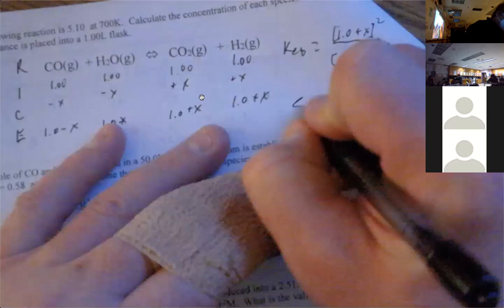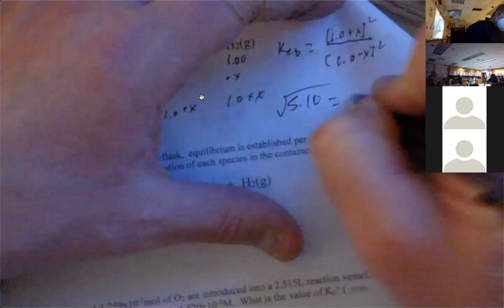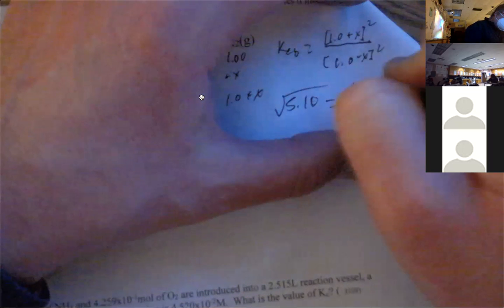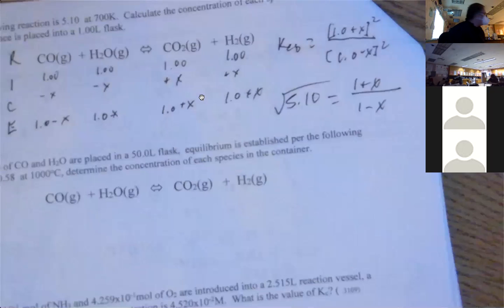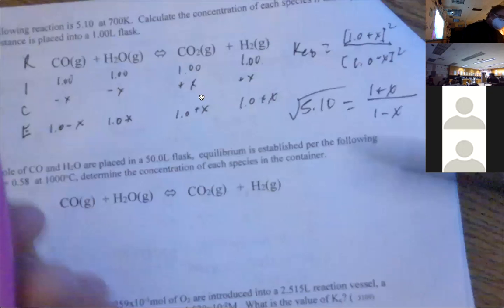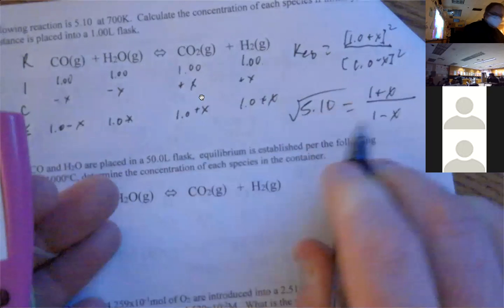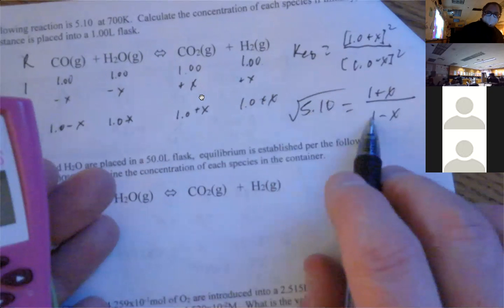So we get the square root of 5.10 equals 1 plus x over 1 minus x. Would you do the solver math? No. So let's go ahead. What is the square root of 5.1? And if you guys have some mathematical way that's better than this, by all means, tell me. So I'm going to go ahead and take the square root of that. I get 2.258. And I'm going to go ahead and multiply this.